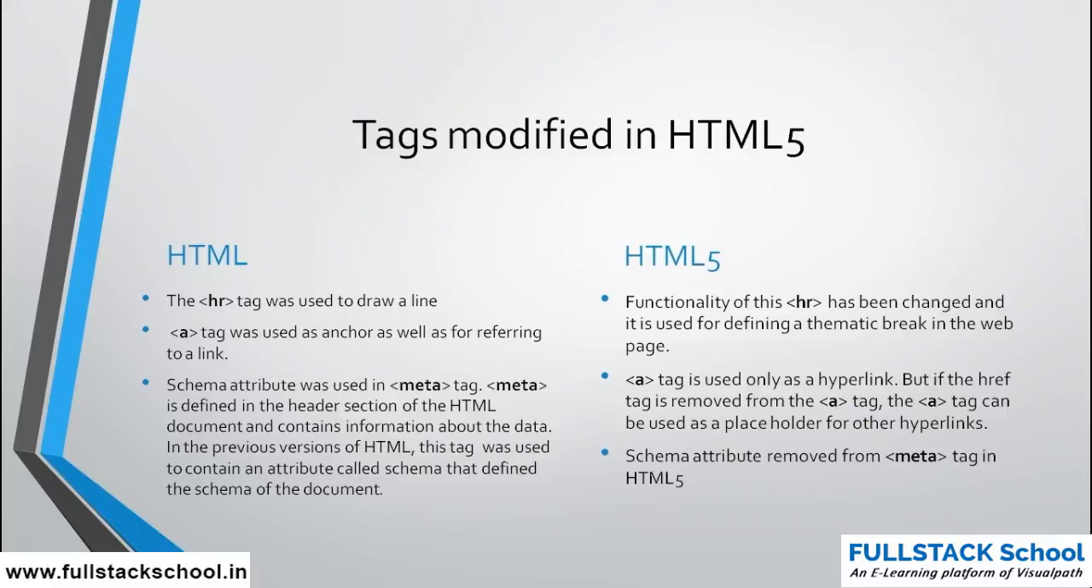In HTML4, the schema attribute was used in the meta tag. The meta tag is defined in the header section of the HTML document and contains information about the data. In the previous version of HTML, this tag could contain an attribute called schema that defines the schema of the document, whereas in HTML5 the schema attribute is removed from the meta tag. So these are some tags removed and tags modified in HTML5.